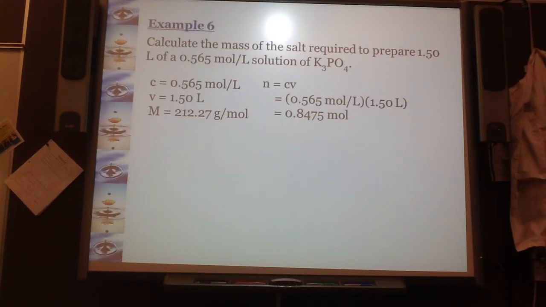So now since you know your moles and you found your molar mass on your data booklet, now you can find your mass. So mass will be moles times molar mass. And your final answer is 180 grams.